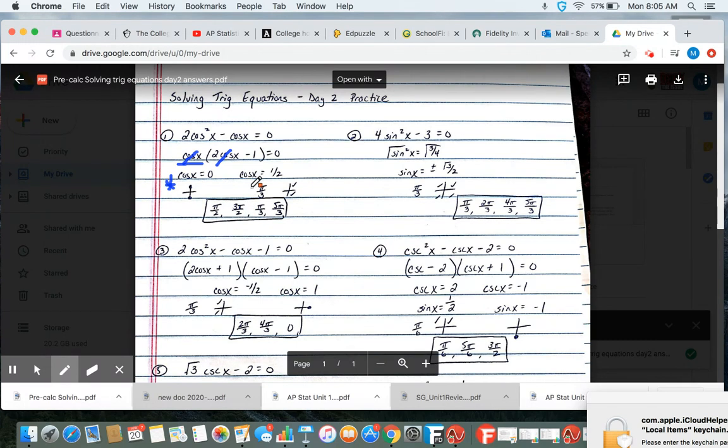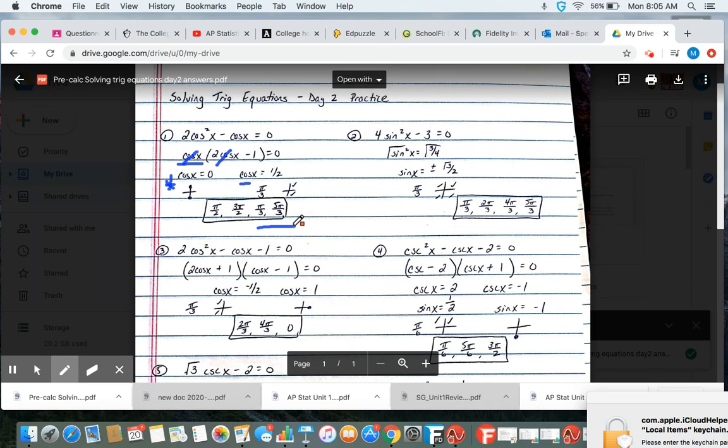Just like here, we would ask ourselves, what angle has an x value, cosine x, of 1/2? And because it's positive 1/2, it would be in the first and the fourth quadrant. And that's where I got pi over 3 and 5 pi over 3.